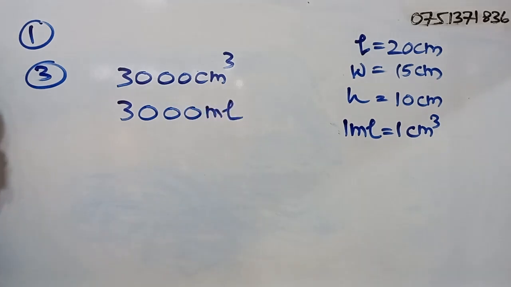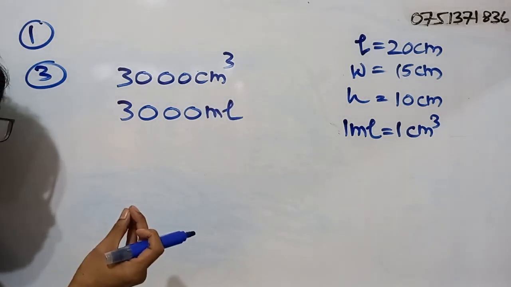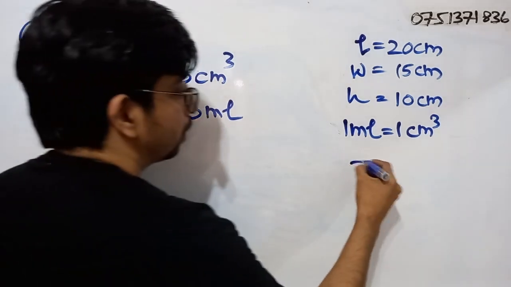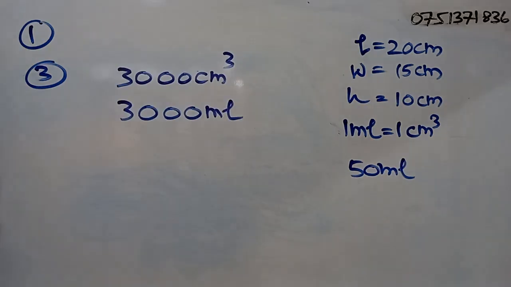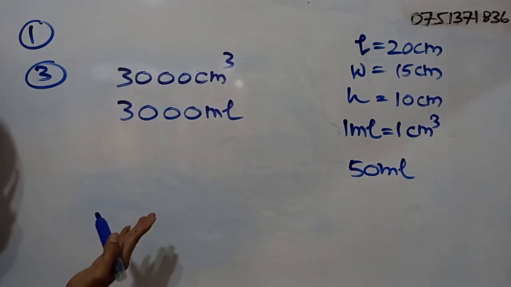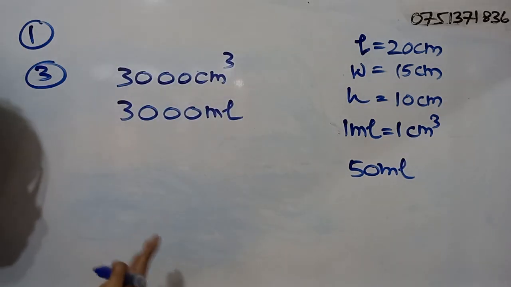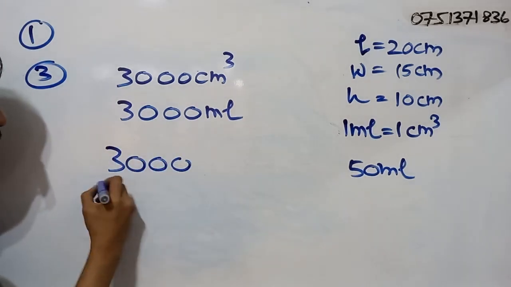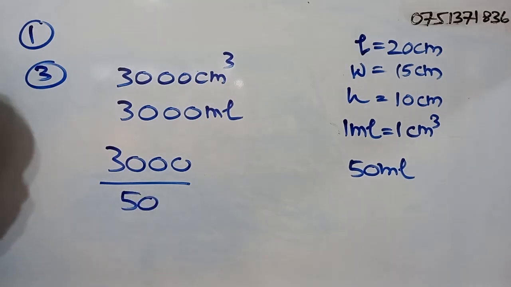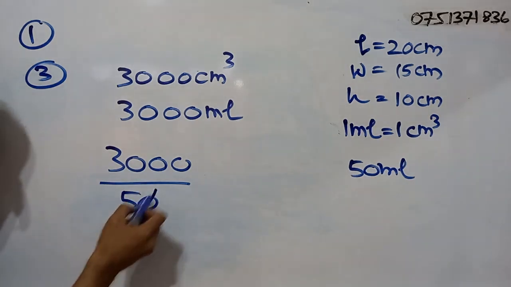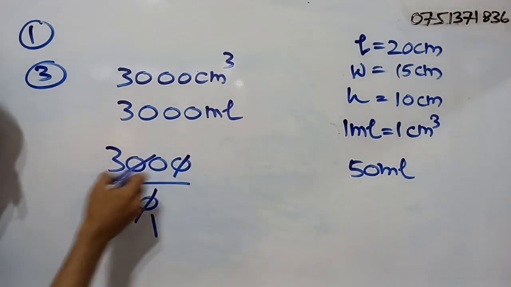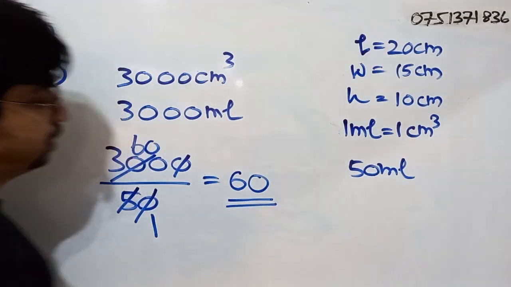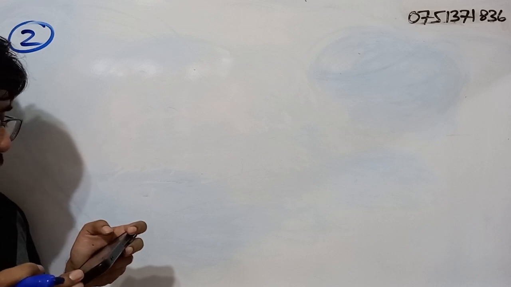3000 milliliters. So if we consider one vial, what's the capacity? 50 milliliters, no? So how do we come up with the value? How many vials do we need? What do we have to do? We have to divide 3000 by 50, right? So here I can cancel off a 0, 5 into 1, 5 into 60. So 60 vials.